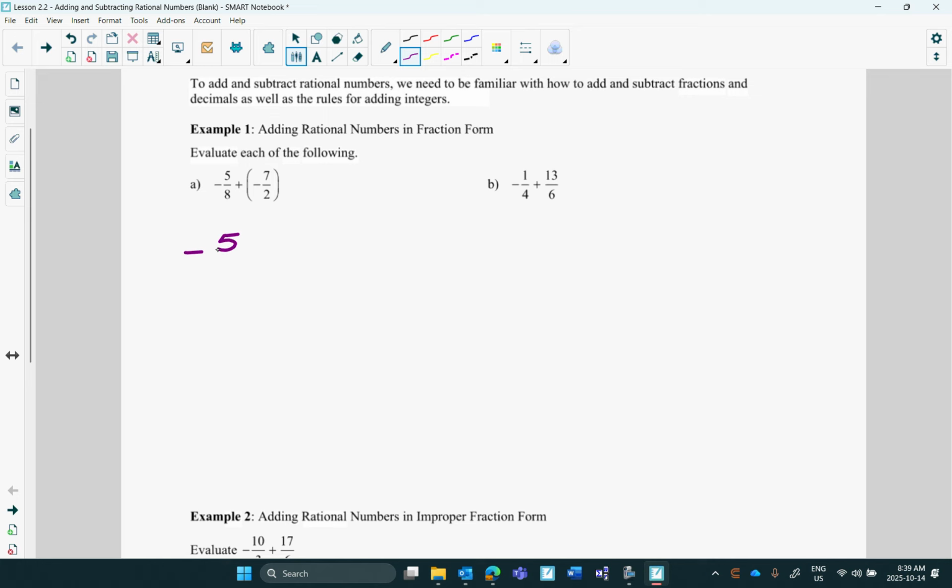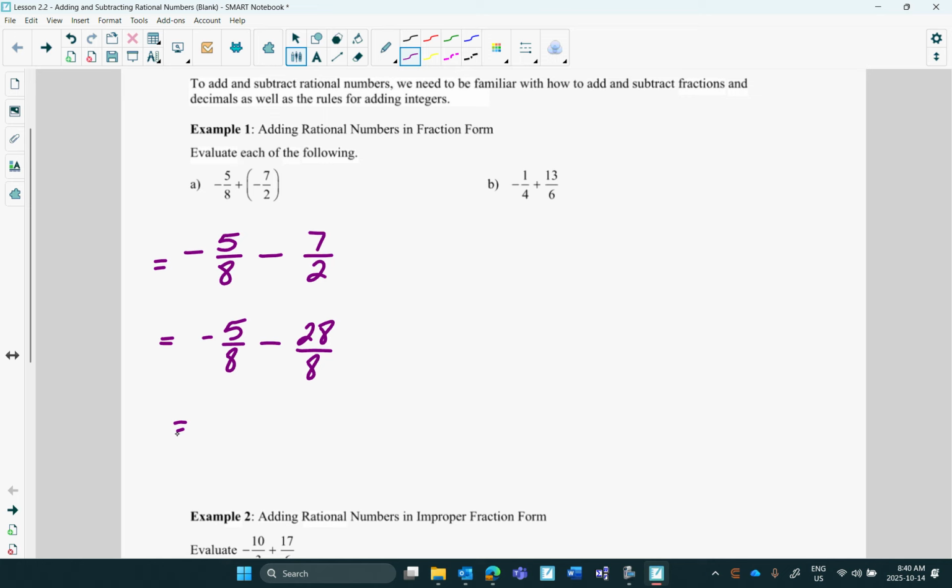So we're going to change this to negative 5 over 8 minus 7 over 2. And now it becomes a fraction subtraction question where we have to find common denominators, but we just got to watch out for the negatives. What's the lowest common denominator? 8. So I don't have to change this one. But this one changes to 28 over 8.